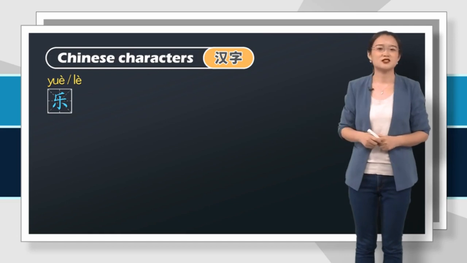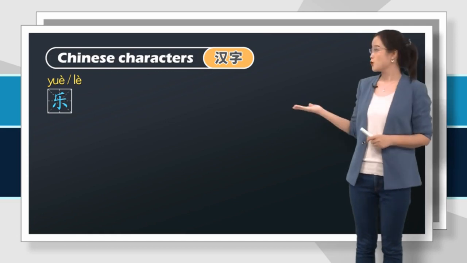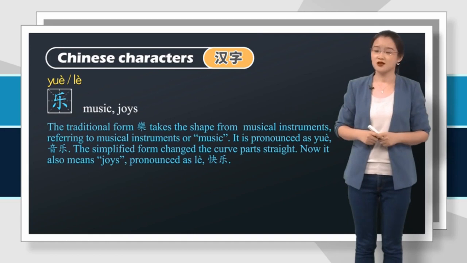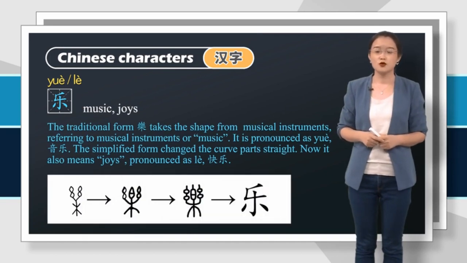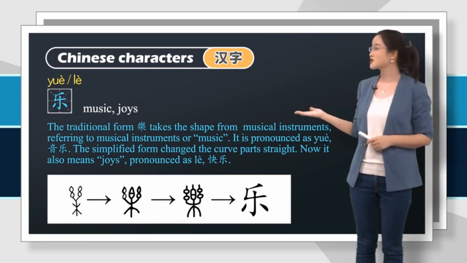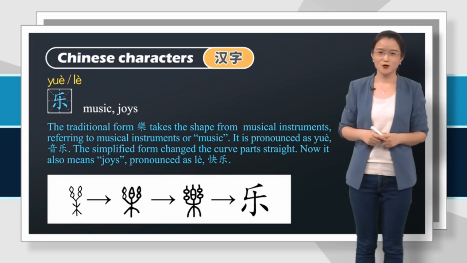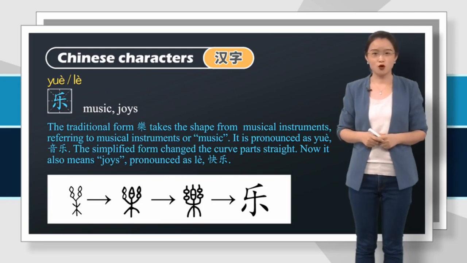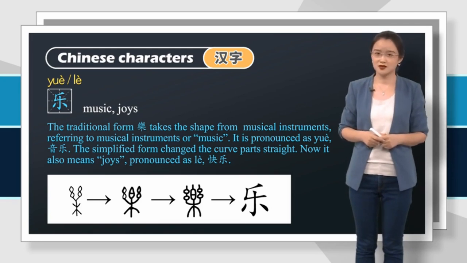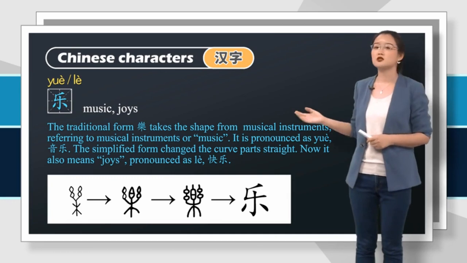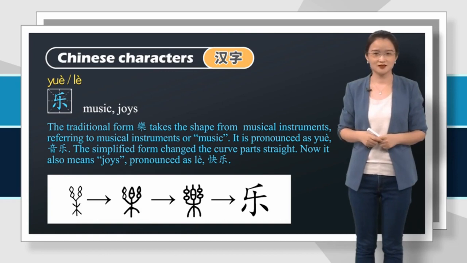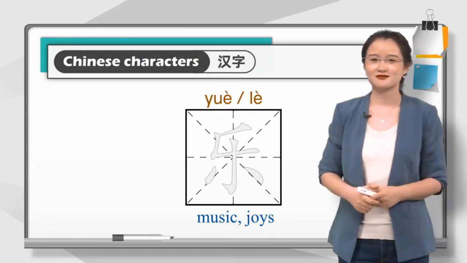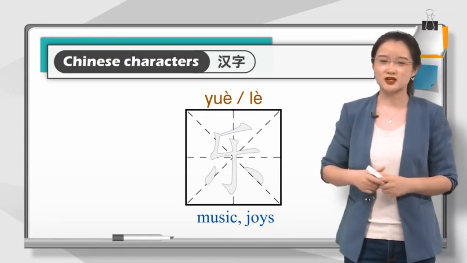The second character has two pronunciations, 乐 or 乐. The traditional form 乐 takes the shape from musical instruments, referring to musical instruments or music. It is pronounced as 乐, 音乐. In the simplified form, the curved parts turn straight. Now it also means joys, pronounced as 乐, 快乐. Okay, let's read it together.